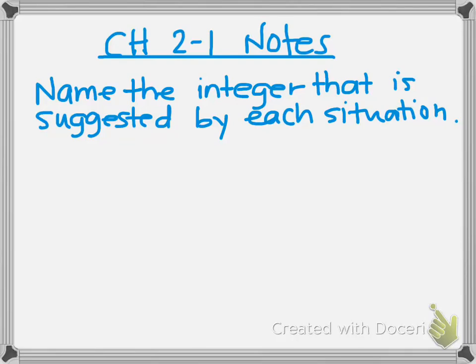Okay, Chapter 2-1 notes. We're going to be talking about integers. Those are whole numbers that are positive and negative, and it includes 0. So, for example, -3 is an integer, +7 is an integer, 0 is an integer. 2.5 is not an integer, it's a decimal.